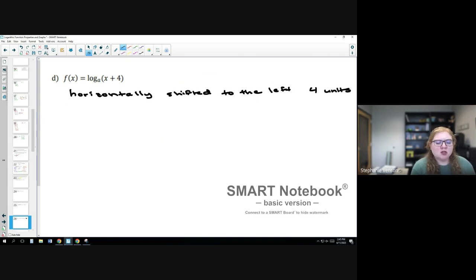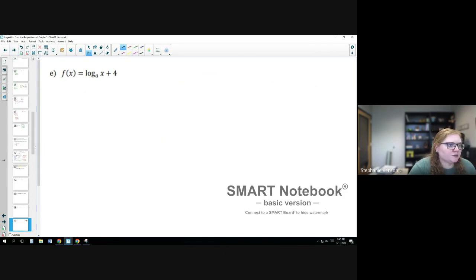Okay, so that's what a horizontal shift, specifically to the left 4, would look like on a logarithmic function. All right, continuing on, we have f of x equals log base a of x plus 4. But this time the plus 4 is not inside of a set of parentheses, and therefore we consider it on the outside. So that would mean it was an up or down shift. Since it was plus 4, we would say that it was up 4.